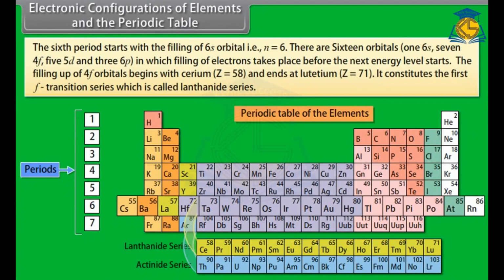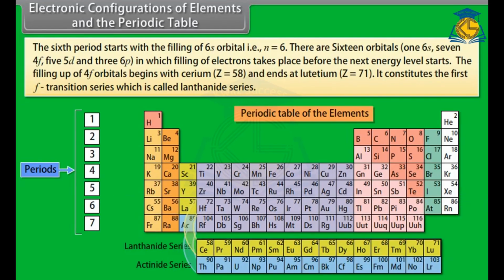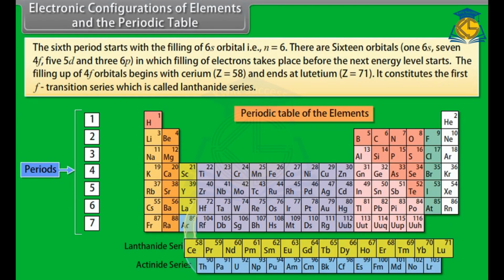The sixth period starts with the filling of the 6s orbital, that is, n is equal to 6. There are 16 orbitals, 1 6s, 7 4f, 5 5d and 3 6p, in which filling of electrons takes place before the next energy level starts. The filling up of 4f orbitals begins with cerium, atomic number is equal to 58, and ends at lutetium, atomic number is equal to 71. It constitutes the first f transition series, which is called the lanthanide series.